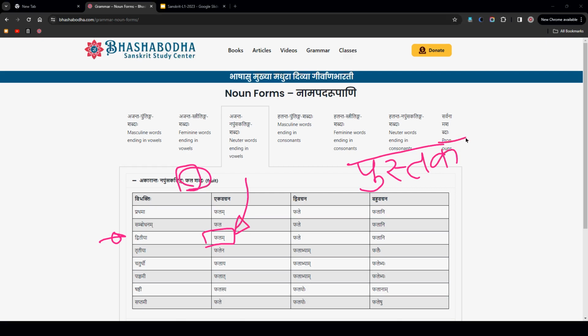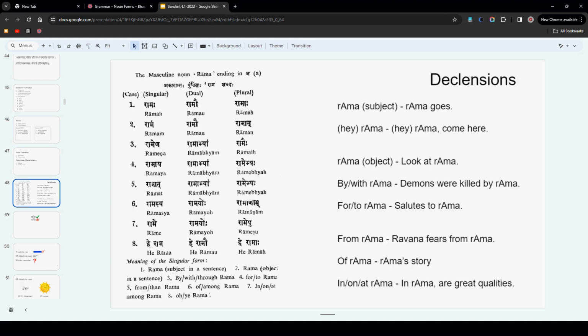If the base word is pustaka, it becomes pustakam, right? In the second declension, Dvitiya Vibhakti. So we use that form in the sentence, Balakaha, boy reads a book. In that we use the sentence form, Balakaha pustakam patati. Right? So that becomes the sentence, Balakaha.